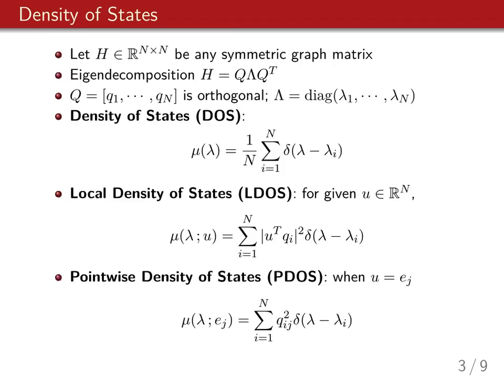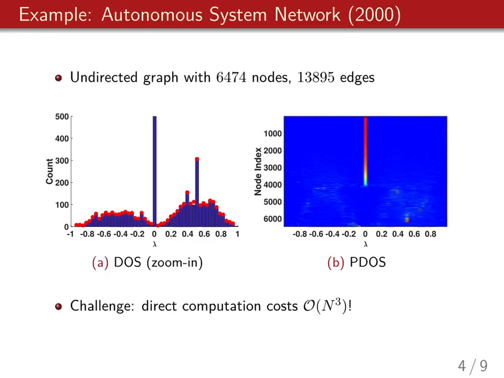The object we compute is called density of states, also known as spectral density. Given a symmetric graph matrix and its eigendecomposition, density of states is the average of Dirac delta functions at the eigenvalues. Local density of states weights these delta functions by the contribution of eigenvectors in a given direction u. For example, when u is the indicator vector for a node, we get the pointwise density of states, capturing the contribution of that node at each eigenvalue.